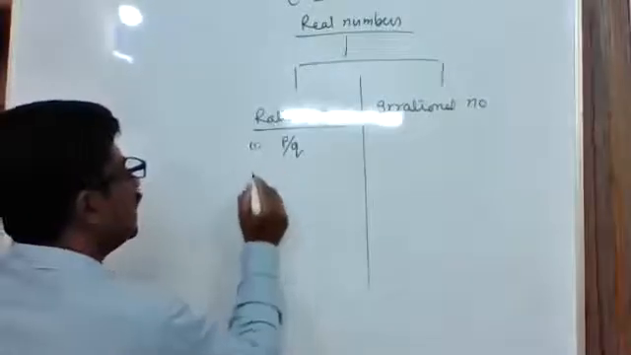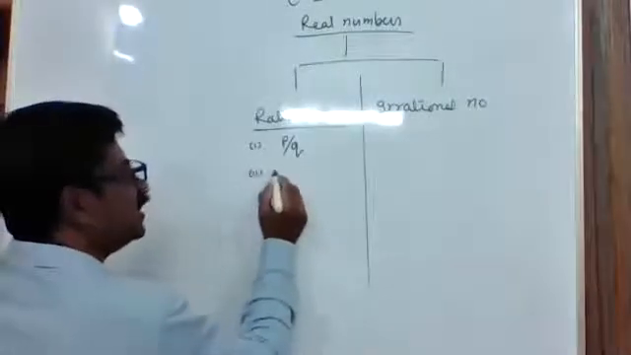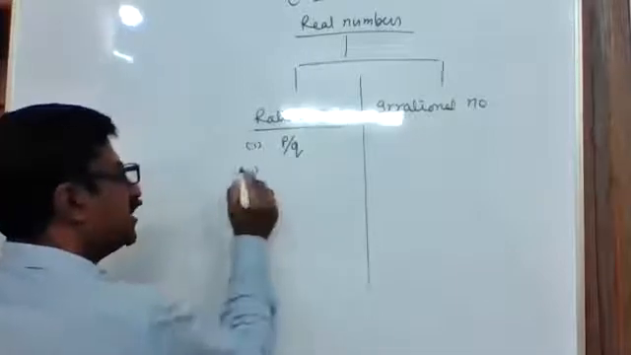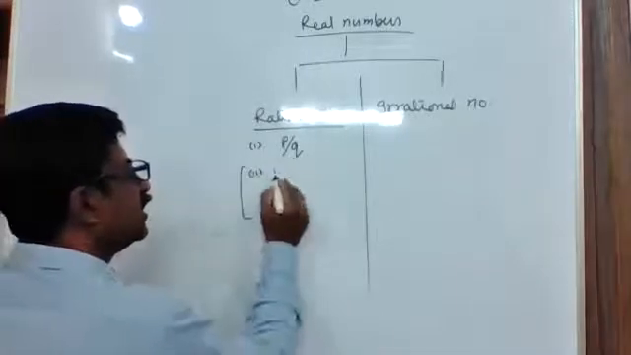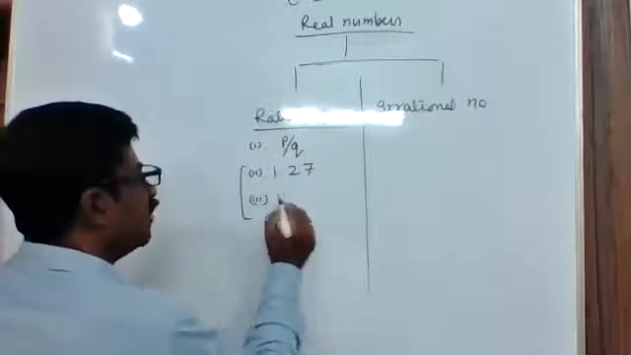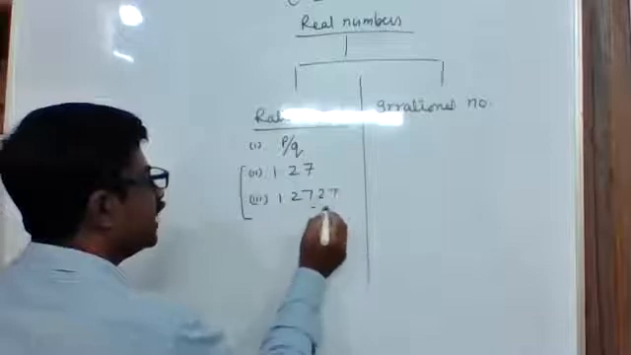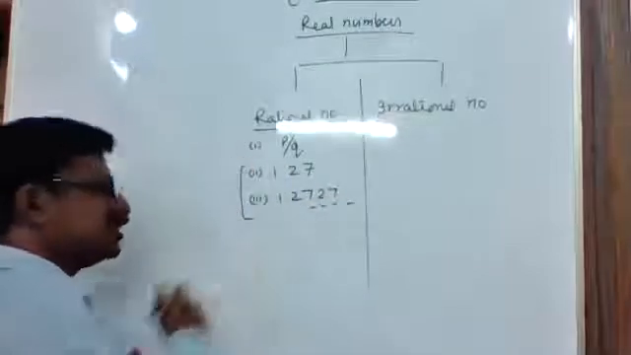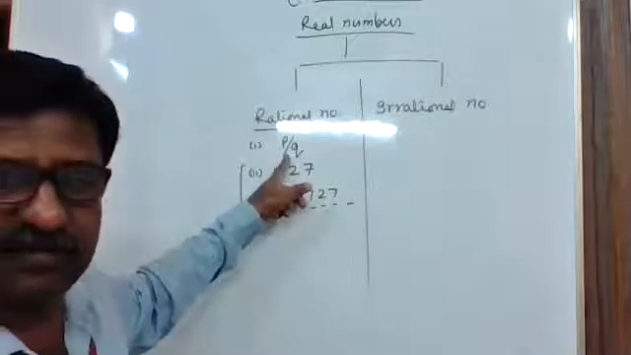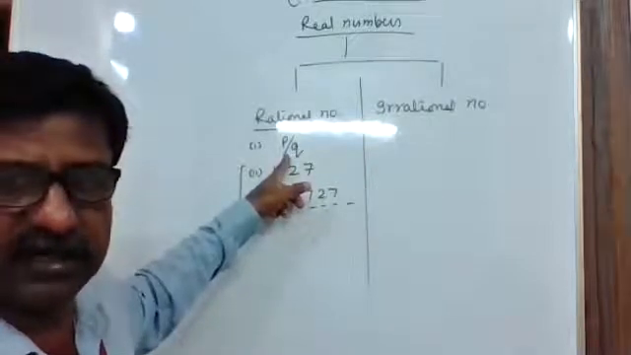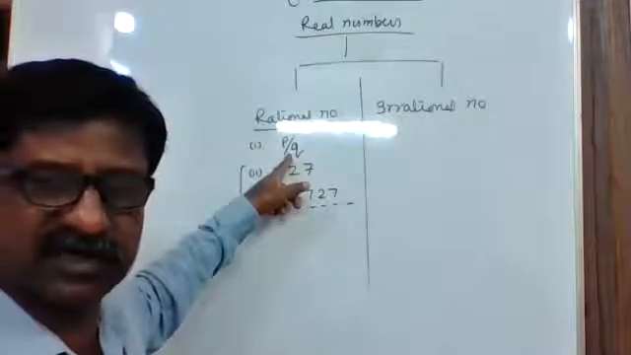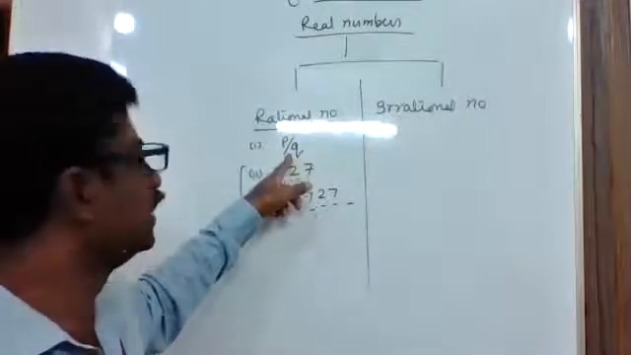Second, we have learned how to represent numbers which are decimal numbers, like 1.27 or 1.2727 and so on. All these three are rational numbers. A number is said to be rational if it is in the form of p upon q, where p, q are integers and q is not equal to 0. How to represent this type of number, we will discuss just now.